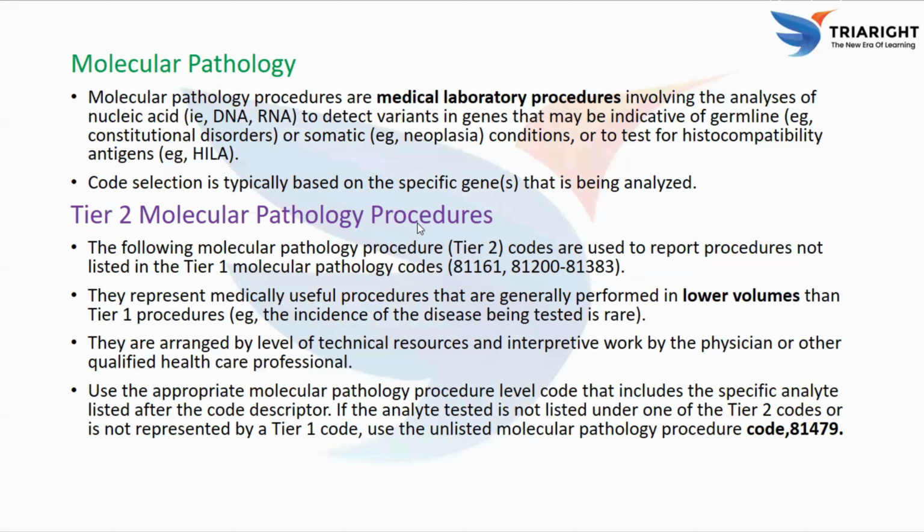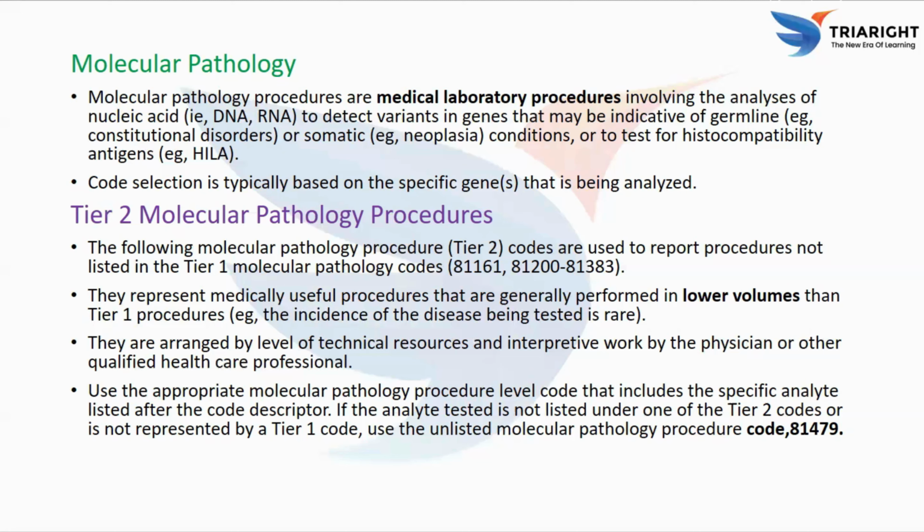Tier 2 molecular pathology procedures are used when the gene being tested does not have a Tier 1 code. These tests are less commonly performed, often for rare diseases, and grouped by technical complexity and also the physician interpretation, report or effort. The Tier 2 levels are generally divided into levels 1 to 9. They have lower levels and higher levels. Lower levels generally have simpler testing and less work, whereas higher levels have more complex testing and more interpretation. Specific genes included in each level are listed after the CPT code description. Tier 2 coding is based upon the specific gene tested and the assigned level for that gene.